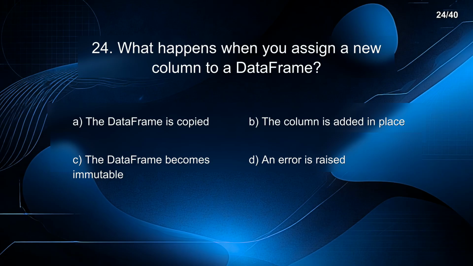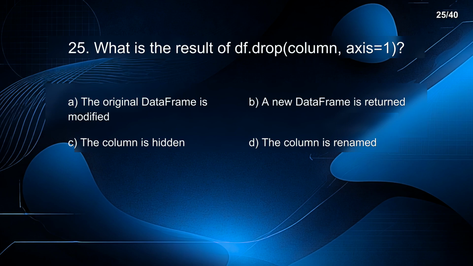Correct answer is B. The column is added in place. 25th question. What is the result of df.drop(column, axis=1)? A. The original DataFrame is modified. B. A new DataFrame is returned. C. The column is hidden. D. The column is renamed.